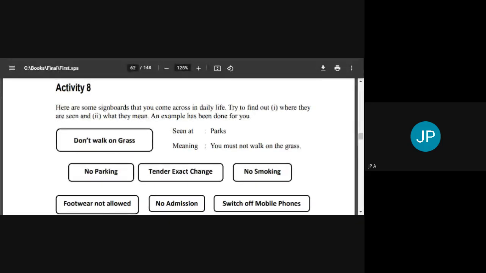It means that you must give the correct amount of money in the bill. You must give the exact amount of money in the bill. So that is the meaning of the signboard.